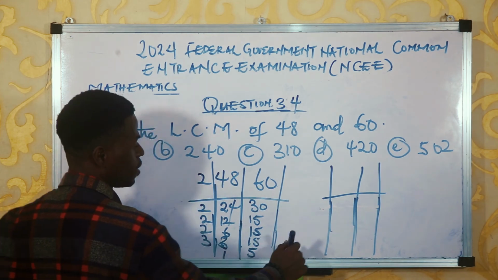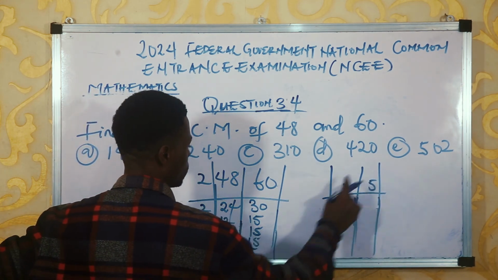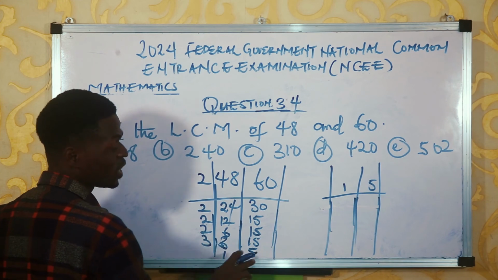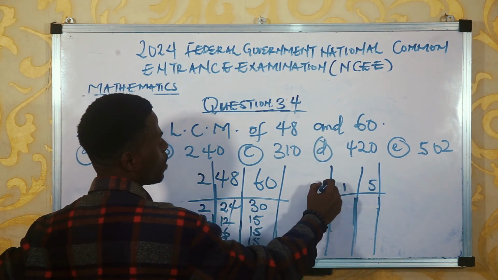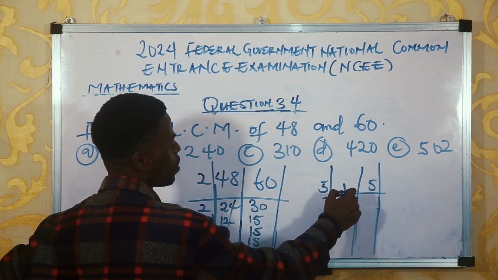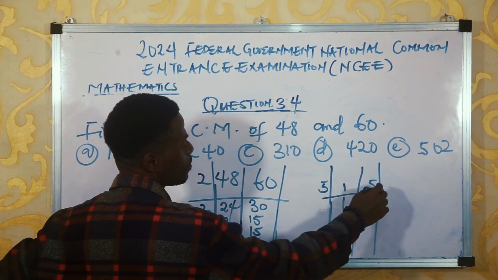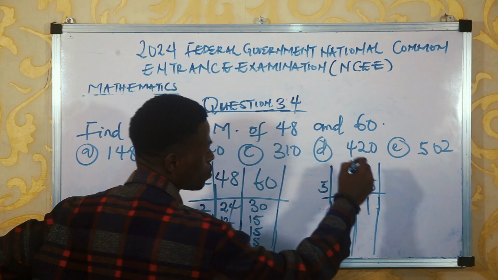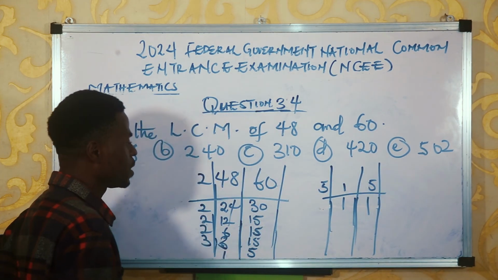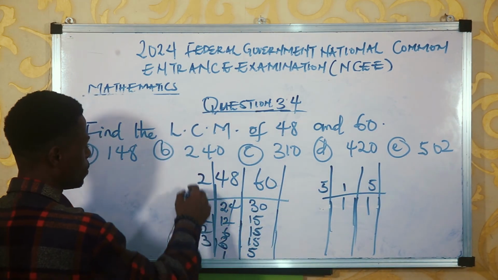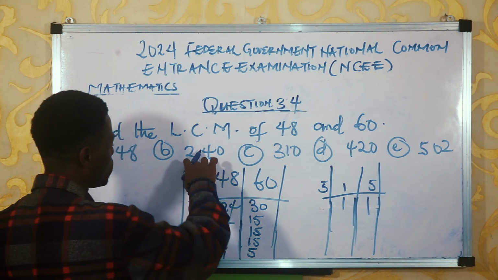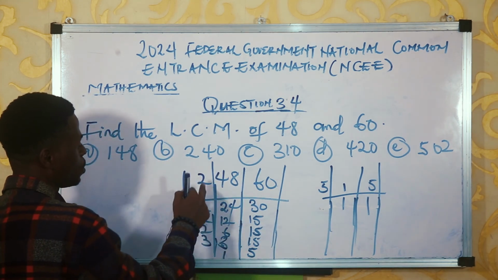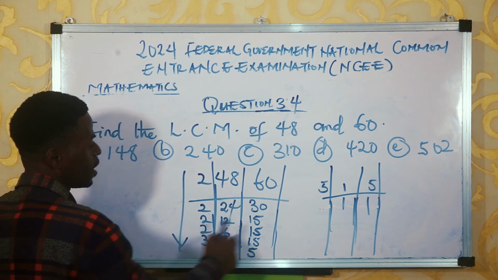So let me bring it here. We have this 1 and 5 here. The next prime number is 5, because 5 is a prime number. 5 in 1 gives us 1, and 5 divided by 5 equals 1. So the prime numbers that divide are 2, 2, 2, 2, 3, and 5.